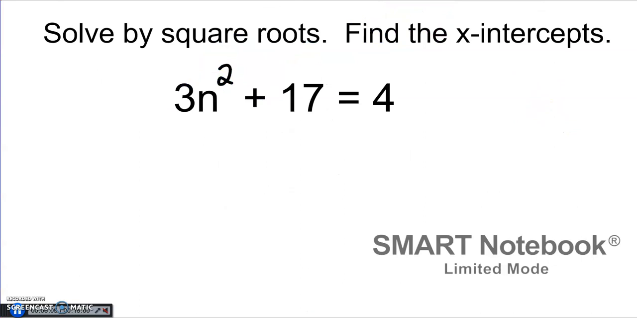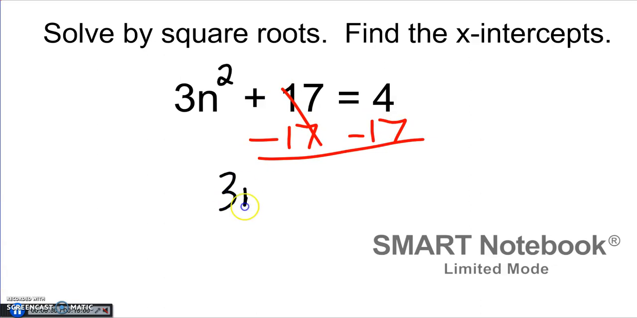One more example. So this is going to be an example that you sometimes see, not always as an answer, but there is a possible situation where you're going to get the answer we are going to talk about here. So I want to follow the same steps. I want to isolate that quadratic term. You just subtract 17 on both sides. So we get 3n squared is now equal to negative 13.